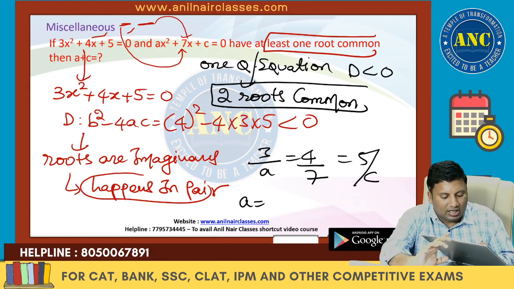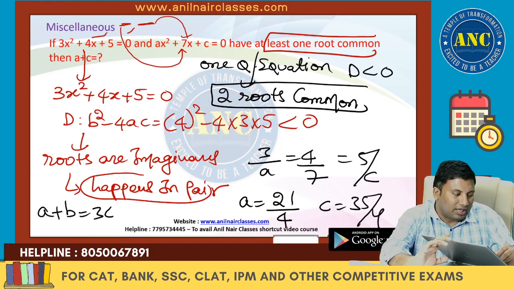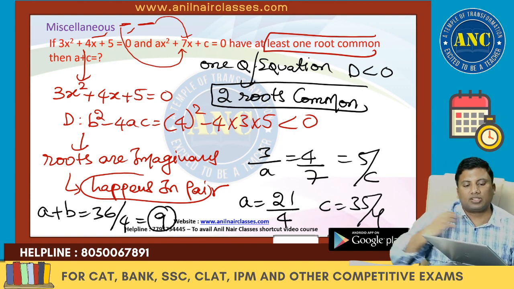So a is nothing but 21 by 4. c is nothing but 35 by 4. a plus c will become 56 by 4, which is nothing but 14.